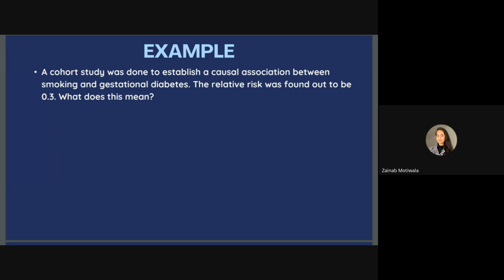You all can put it in the chat box or just unmute yourself and let me know. What do you all think this signifies? 0.3 between smoking and gestational diabetes. Protective, okay. More risk, okay. I'll just give you all a couple more minutes.